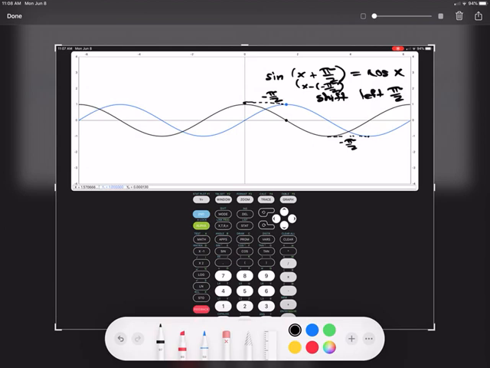So again, in building your graph of your cosine function, you can use your sine function to do that. You can see that here with the sine wave. You can see all those points from the sine wave shifted left pi over 2.